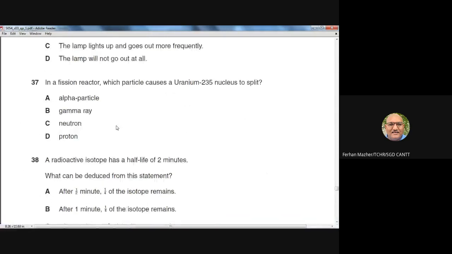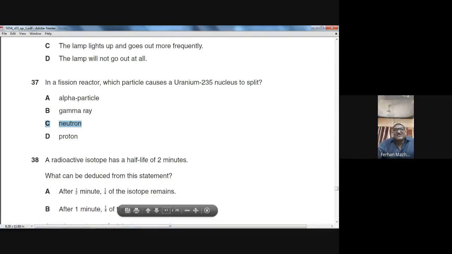In a fission reactor, which particle causes a uranium-235 nucleus to split? You see, we take a neutron and we bombard the uranium with a neutron. That's the diagram which is in your textbook. We bombard a neutron on the uranium nucleus, and it is broken, and 3 neutrons are produced. This is a fission reaction which happens in the nuclear reactor. So C is the choice.